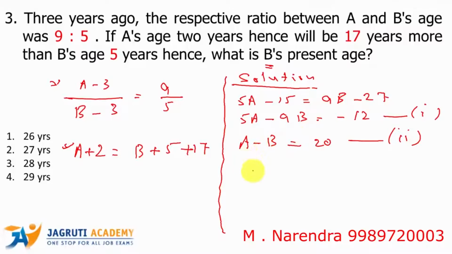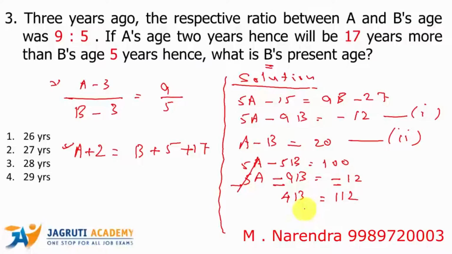Let's do it. So this is 5A minus 5B is equal to 20 into 5, which is 100. And this one, equation 1, 5A minus 9B is equal to minus 12. Now if I subtract this, then this gets cancelled, and minus minus plus, this is 4B, which is equal to 112.